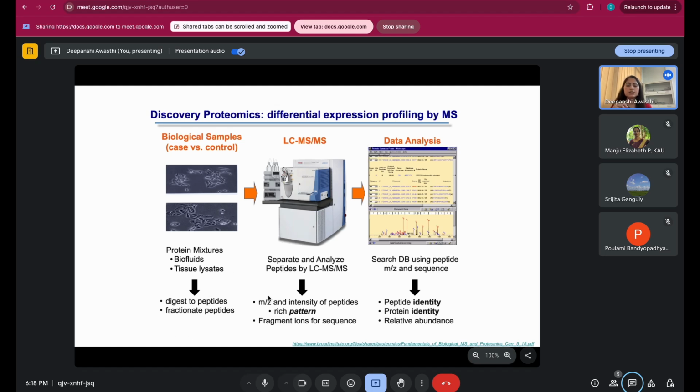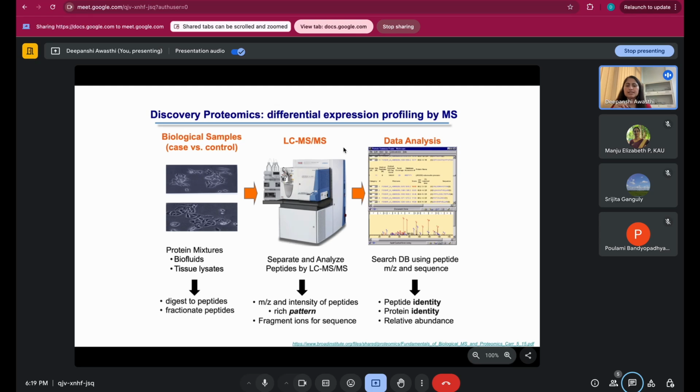Then we pass that sample through liquid chromatography, where the separation happens. It depends on what kind of liquid chromatography you are using. For example, in reverse phase liquid chromatography, the separation happens on the basis of the hydrophobicity of the peptides. The more hydrophobic a peptide is, the slower it will move through the chromatographic column, and if they are hydrophilic, they will elute faster. On that basis the separation happens, and the next step is to perform mass spectrometry.